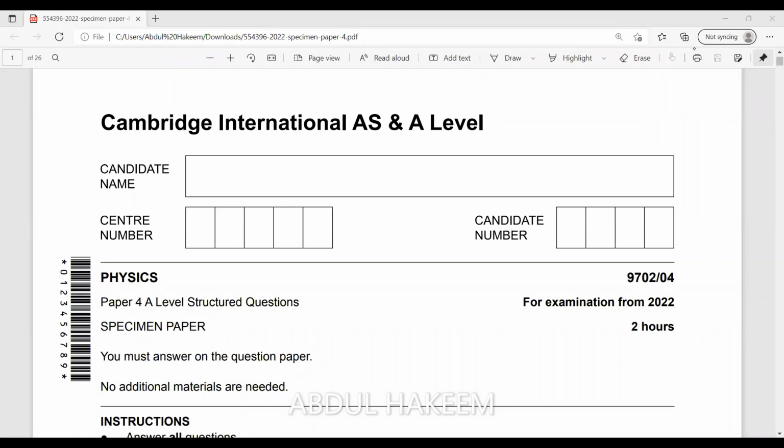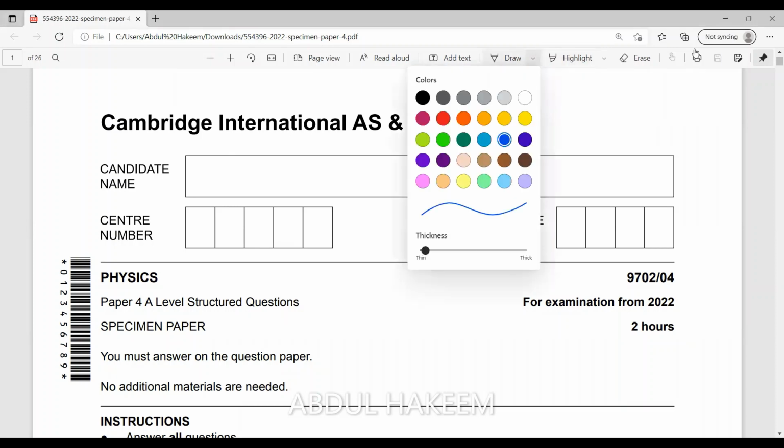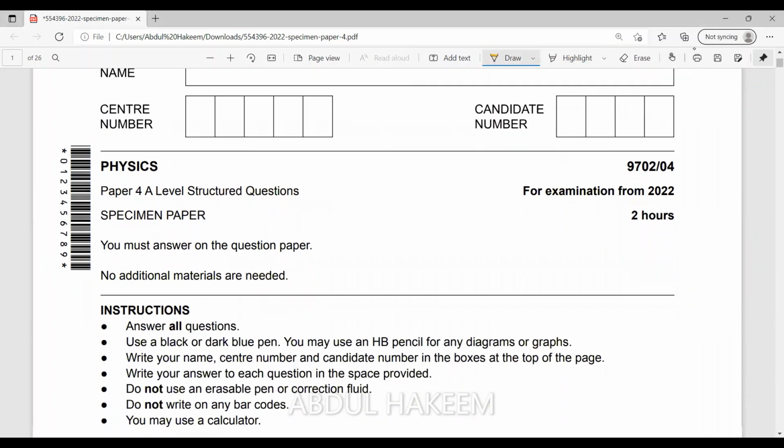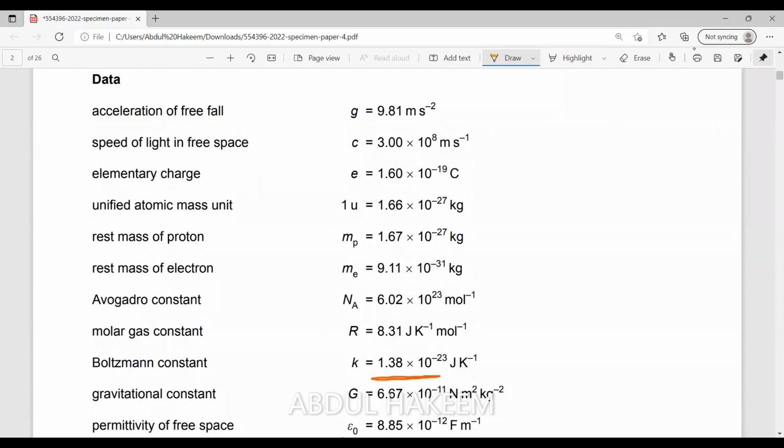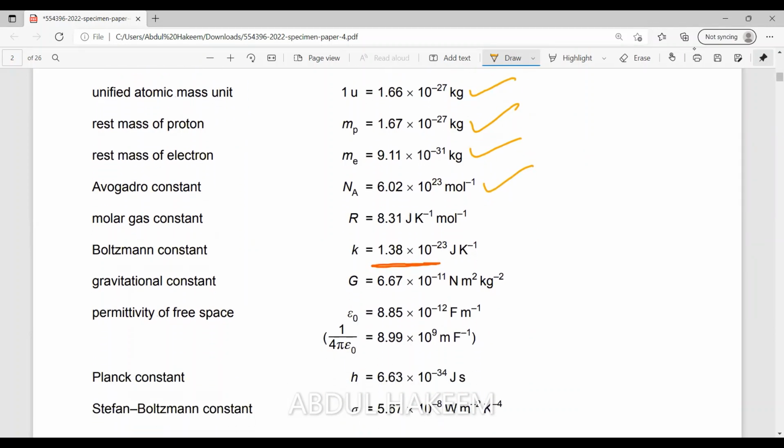Okay, so this is paper 4 and the sample paper for the exam 2022. So first look at the data. g value, c value, e value, u, this is the atomic mass unit, mass of the proton, mass of the electron, Avogadro's constant, molar gas constant, and then Boltzmann constant, gravitational constant, permittivity of free space, Planck constant, the Stefan-Boltzmann. Look at this here.